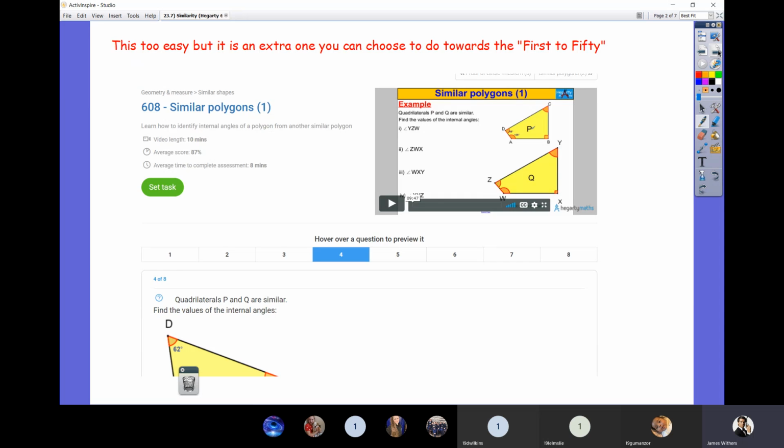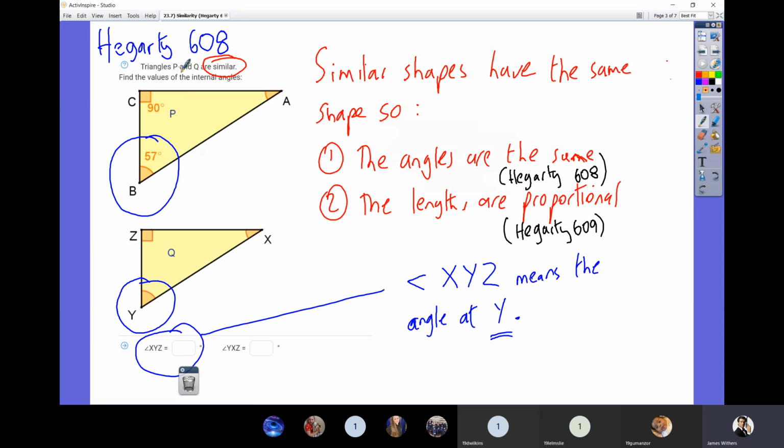So what we're saying here, triangle P and triangle Q are similar. Okay, here's P at the top, here's Q at the bottom. The key thing is if you've got similar shapes, the angles remain the same. Okay, the angles remain the same. So because we're told that these two shapes are similar, this angle here must be 90 because it's 90 in the bigger one. This angle down here must be 57, and then this angle must be the same as that angle there.